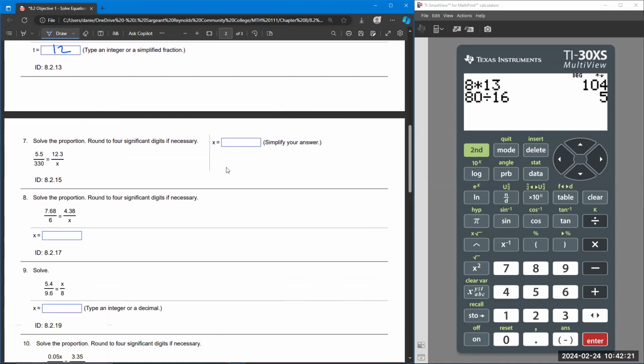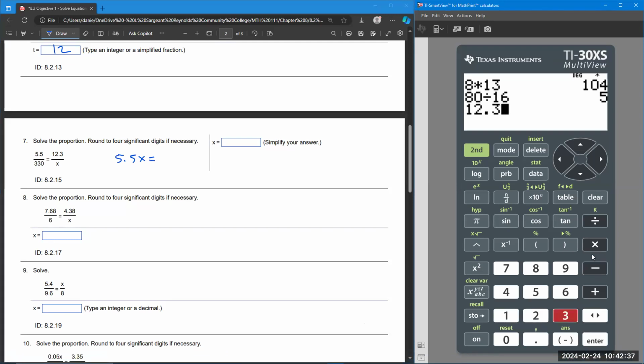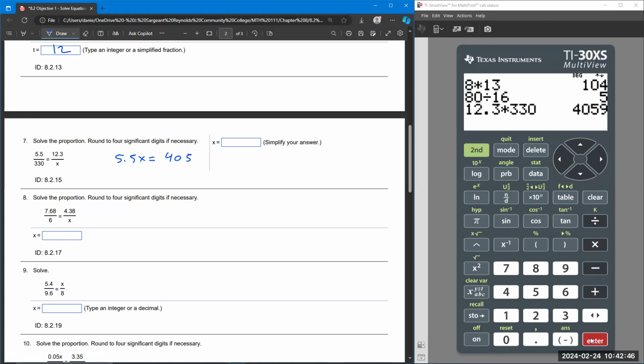All right, here's where I'm really going to want to use the calculator because I got a bunch of decimals here. So 5.5x equals 12.3 times 330 is 4059 divided by 5.5. It's going to be 738.